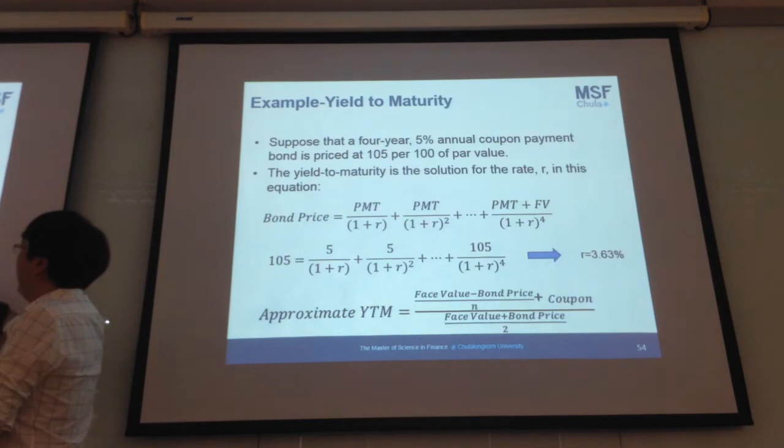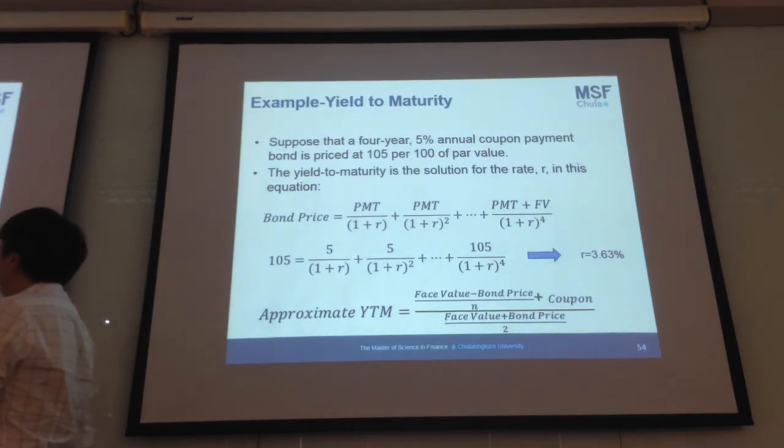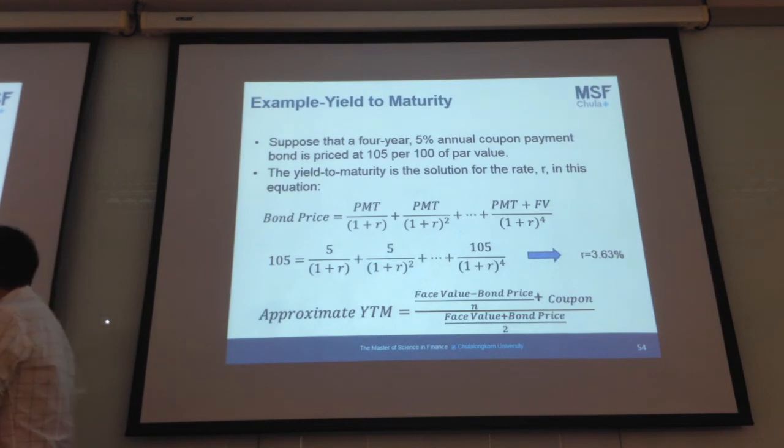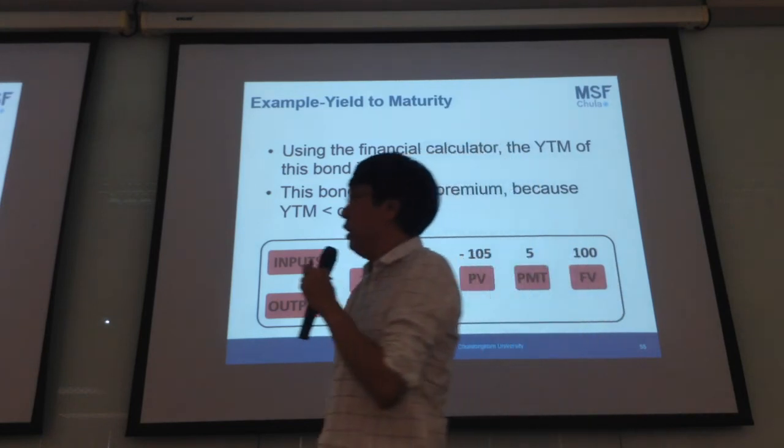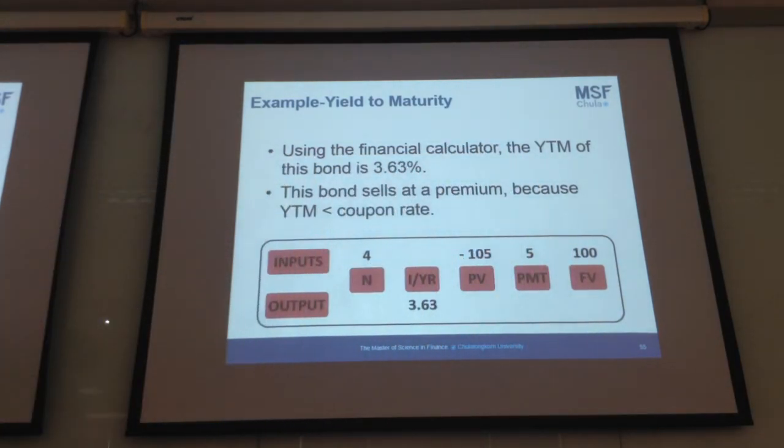Here is the result from the financial calculator, 3.63%. You can use the financial calculator by just putting in the known variables. The bond price 105 as a negative, 5 as the positive cash inflow, 100 as the positive cash inflow, n the number of periods, and then solve for I, which is the yield to maturity. This is already per year because this bond pays every year. So this is a 3.63% per year yield to maturity.